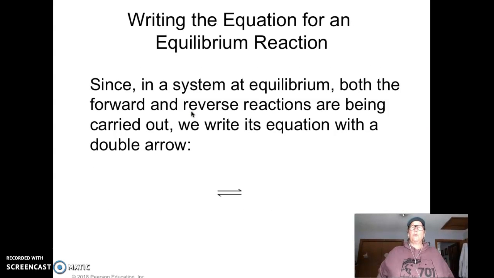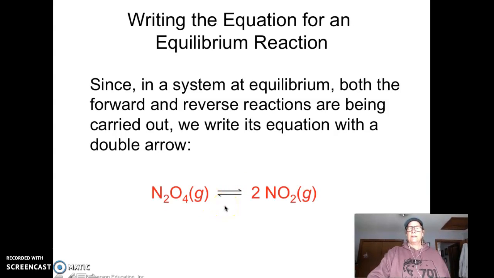Okay, so for writing an equation for an equilibrium reaction, since in a system an equilibrium goes both forward and backwards. Now most of the time when we write equations, we just write an arrow going one way because the reactants produce the product, reaction's over. But in an equilibrium reaction, you're producing product, but some of the product is breaking back down into the reactants. So we draw an arrow like this. It means it's going forward and backward, forward and reverse.